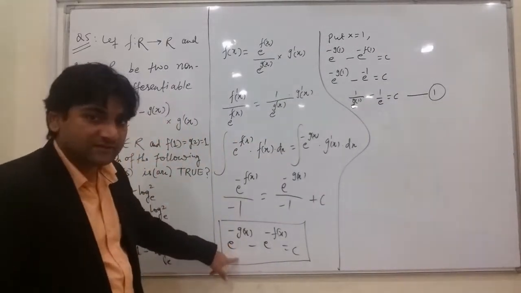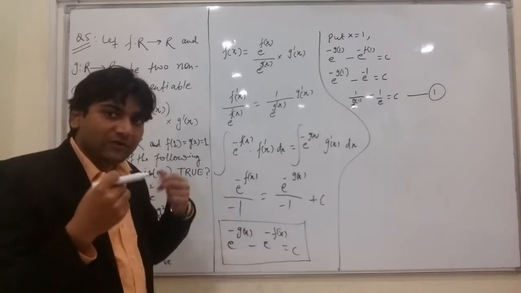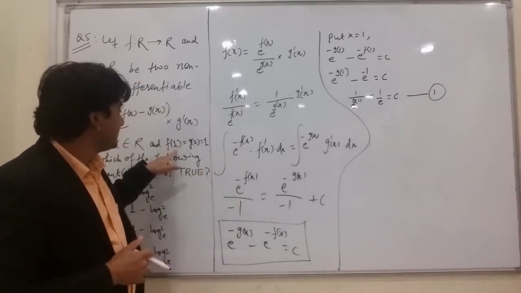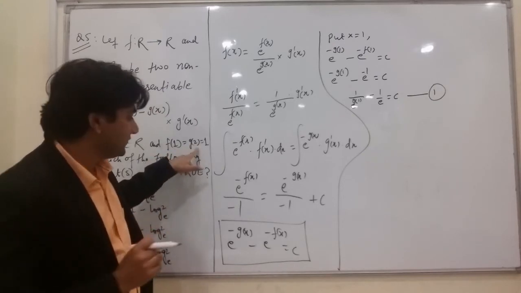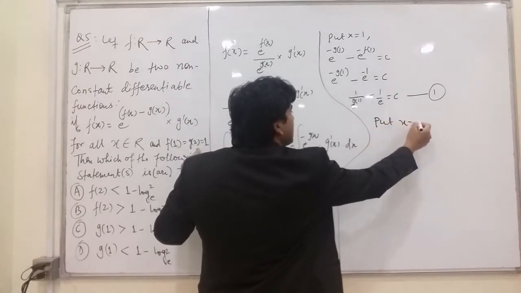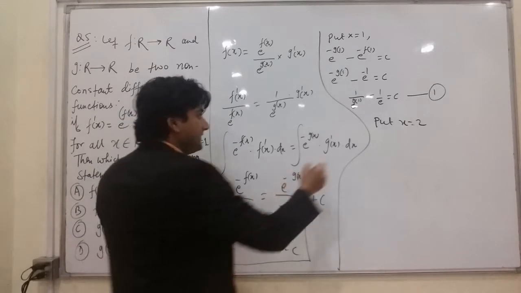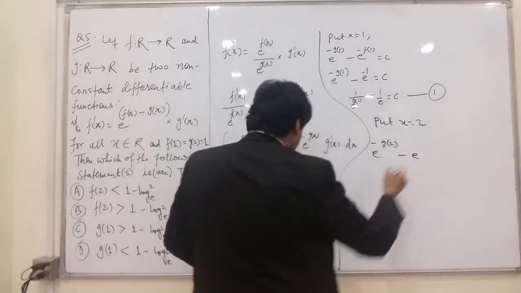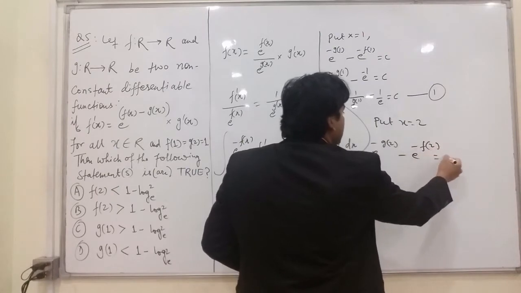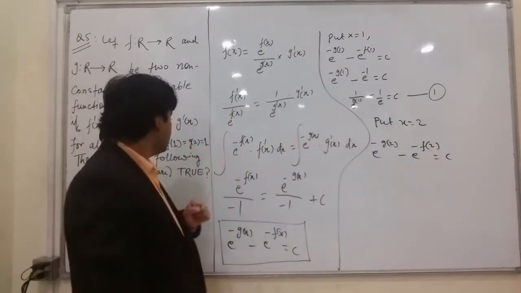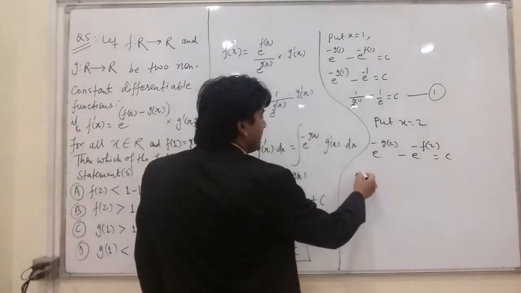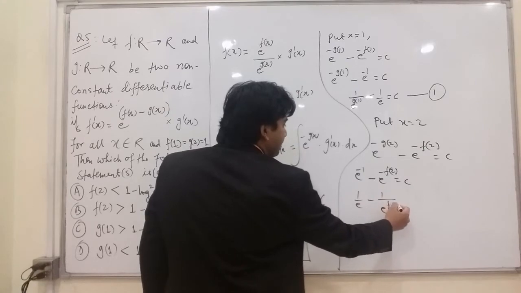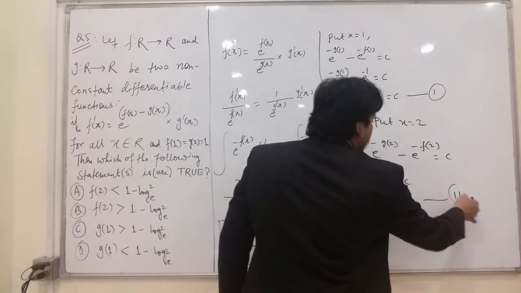Now again, in this equation, put x equals 2. By the way, how would you get this idea, whether you have to put x equals 1 or x equals 2? Because of this information. We have already put x equals 1, now we have to put x equals 2. So put x equals 2 in this equation, then you will have e raised to minus g(2) minus e raised to minus f(2) equals c. Now g(2) is given to you, that is 1. So this is e raised to minus 1 minus e raised to minus f(2) equal to c, which is 1 over e minus 1 over e raised to f(2) equal to c. And this is your second equation.